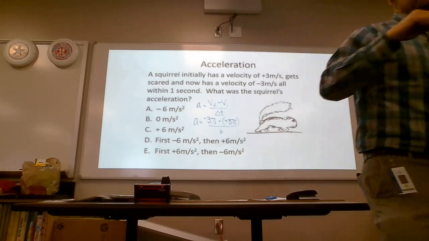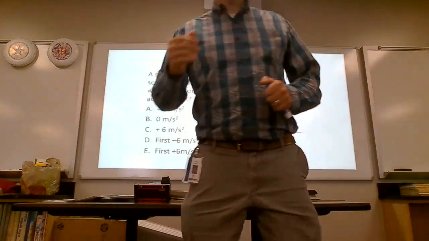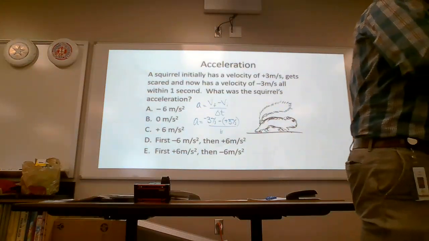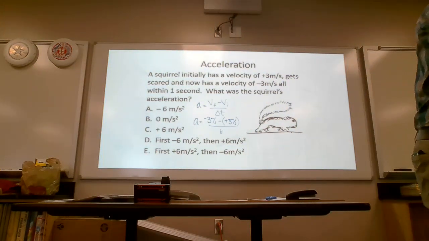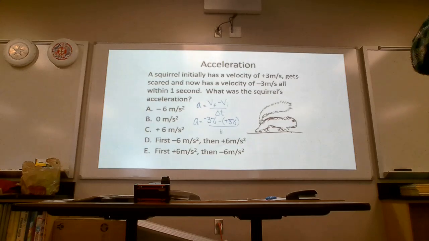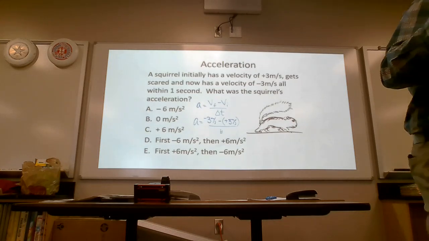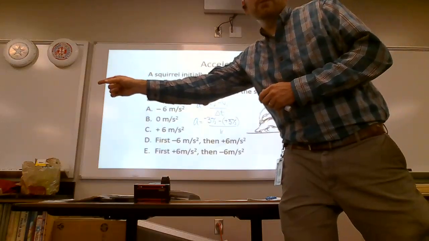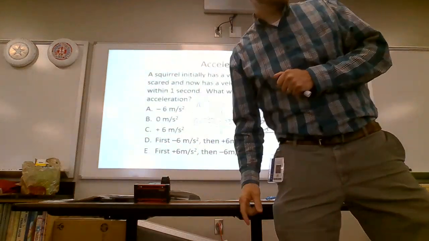Slow down, stop, and turn around. So during the slow down and stop, I'm moving in the positive direction, but I'm slowing down. Therefore, the sign of acceleration is negative. And then when I speed back up in the negative direction, what is the sign of acceleration? Still negative.